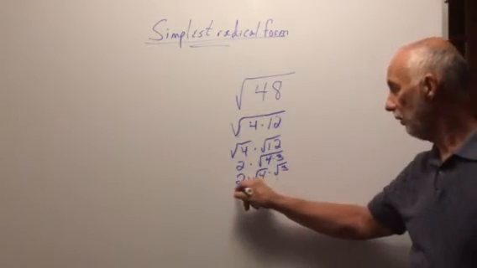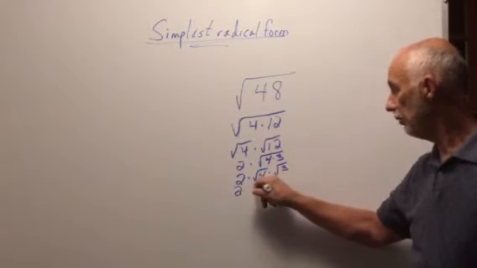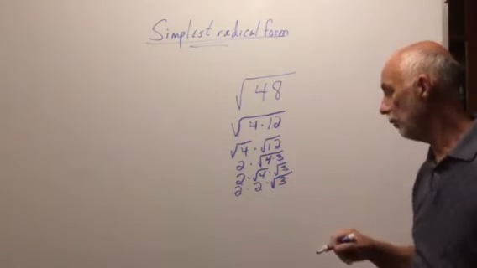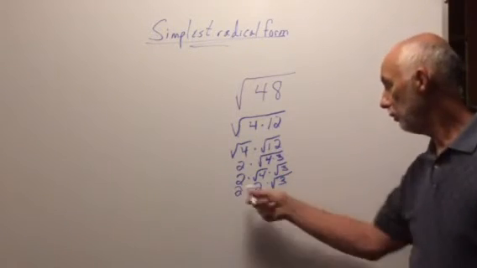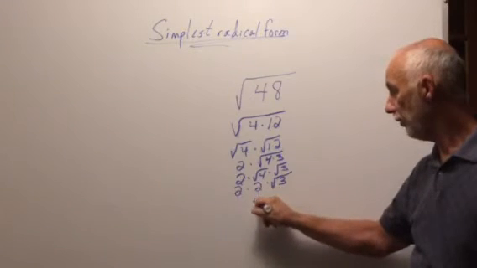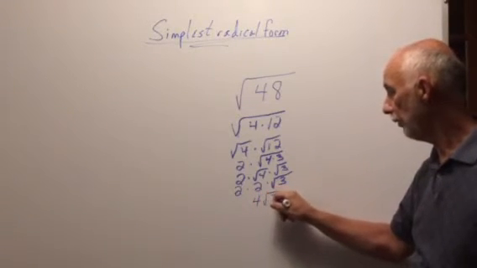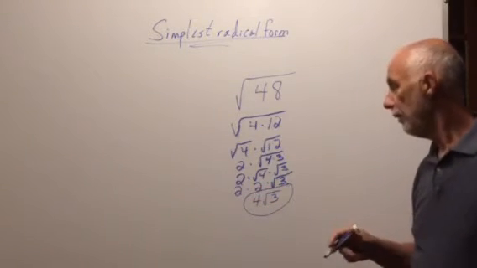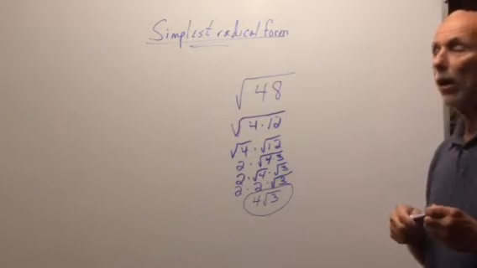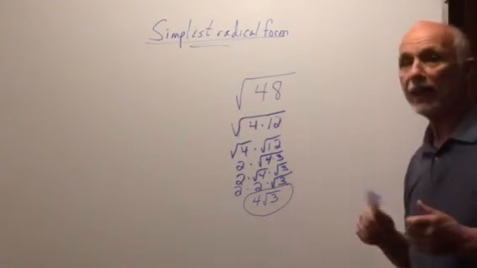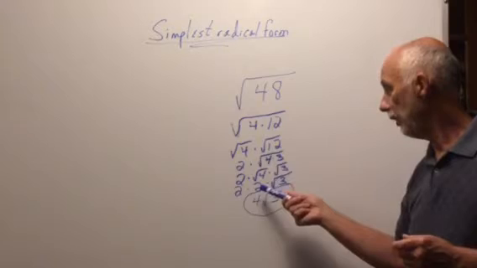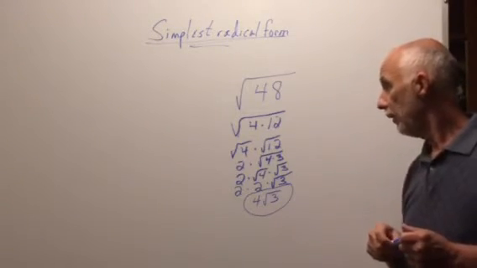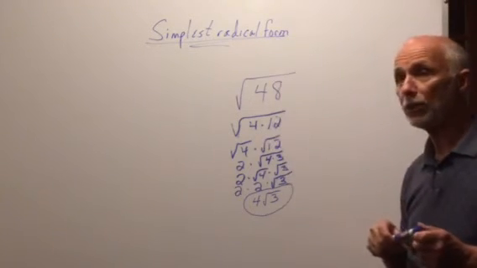And again, now, the square root of 4 is 2, and the square root of 3 cannot be broken down anymore. It's a prime number. So 2 times 2 is 4, and your answer comes out to be 4 times the square root of 3. And this would be in simplest radical form, because I took out all perfect squares that were factors of 48 and took the square root of them and left in what wasn't. So again, that's how you write something in simplest radical form.